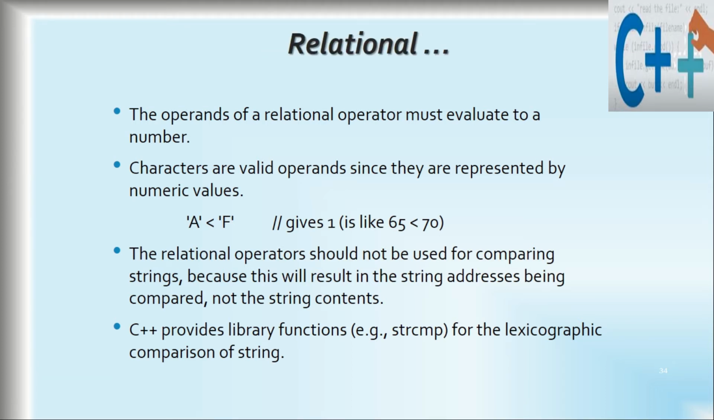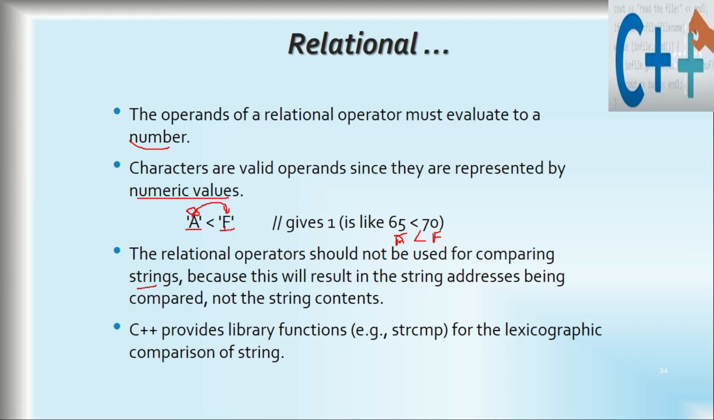And then the next one is the relational part. The operands of a relational operator must evaluate to a number. Characters are valid operands since they are represented by numeric values. Capital A and small a each have their own value, so we can compare the numeric values. It gives 1, like 65 less than 70: 65 for A, less than 70 for F, capital F. Yes. Good.